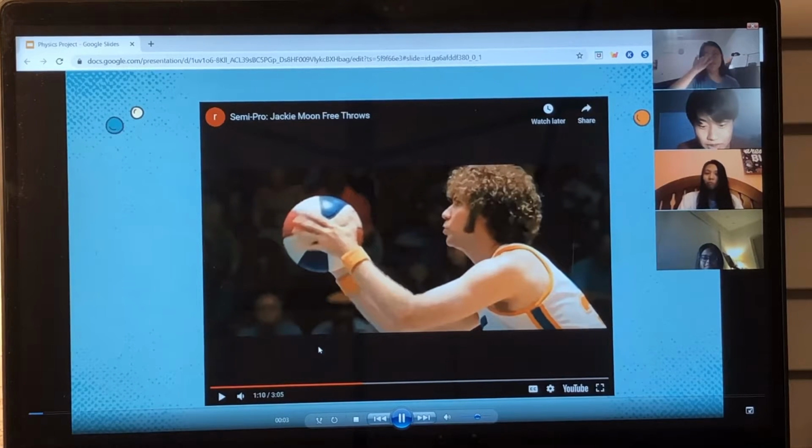Hello, our project is on Will Ferrell's free throw in the movie Semi Pro. Using the information we've obtained and various trials, we're trying to find out whether or not his shot is realistic or unrealistic.